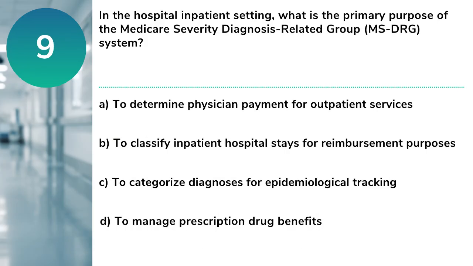Question 9. In the hospital inpatient setting, what is the primary purpose of the Medicare Severity Diagnosis-Related Group, MS-DRG, system? A. To determine physician payment for outpatient services. B. To classify inpatient hospital stays for reimbursement purposes. C. To categorize diagnoses for epidemiological tracking. D. To manage prescription drug benefits.